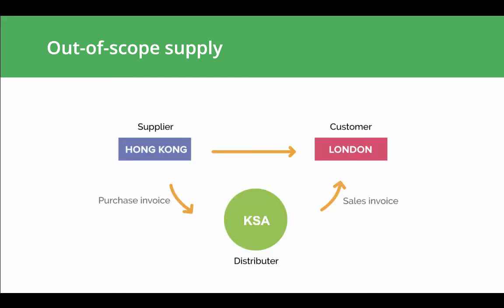Let's see an example to understand it better. Say there are two local businesses, A and B, that specialize in food products. Now A sells food products to B. These food products are then shipped directly from A's factory in Hong Kong to B's branch in London. These goods do not pass through Saudi Arabia, though the distributor is located in Saudi Arabia. So the sales of these food products is considered an out-of-scope supply.